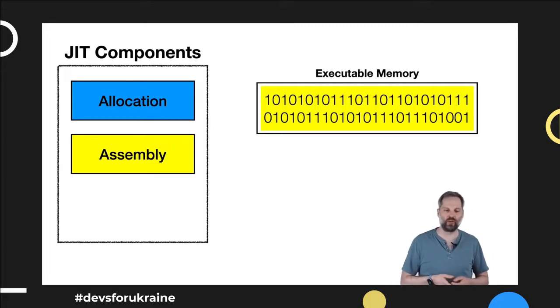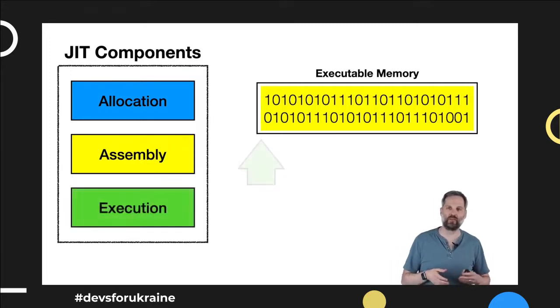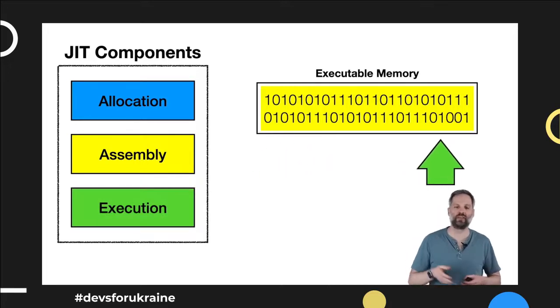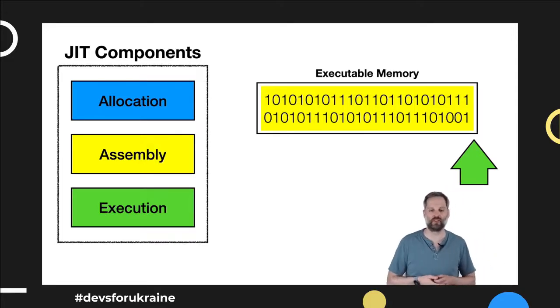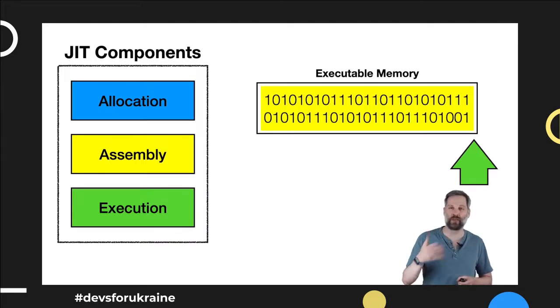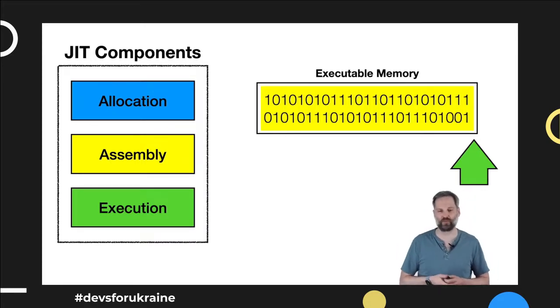And the third thing that we need is we need a way to actually jump into that executable memory so that we can execute it. It's not good enough to just assemble the bytes together. We have to be able to jump into those assembled bytes and have the machine actually execute those assembled bytes.